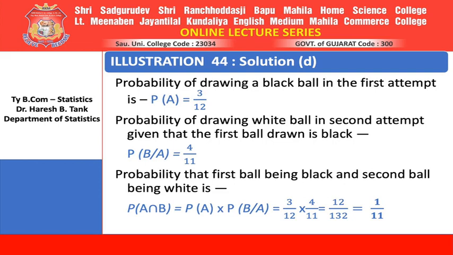Probability of drawing a black ball in the first attempt, 3 upon 12, because the number of black balls in the bag is 3 and the total number of balls is 12. Probability of drawing a white ball in the second attempt, given that the first ball drawn is already a black ball. So probability of B, where A already occurred, is 4 upon 11. So probability of first ball being black and second ball being white is probability of A intersection B, which is probability of A multiplied by probability of B, where A already occurred, which is 3 by 12 multiplied by 4 by 11, which is 12 upon 132, and which comes to 1 upon 11. Clear?